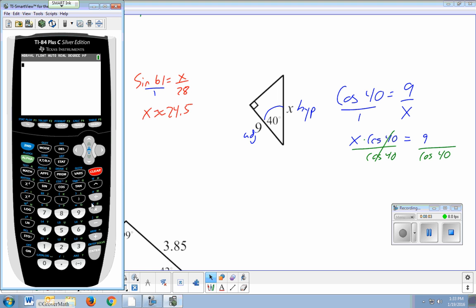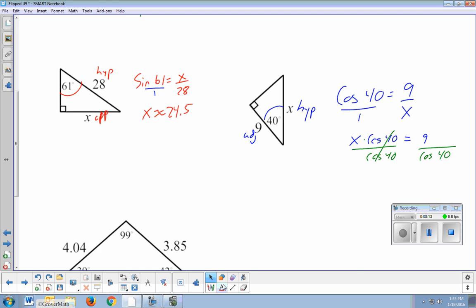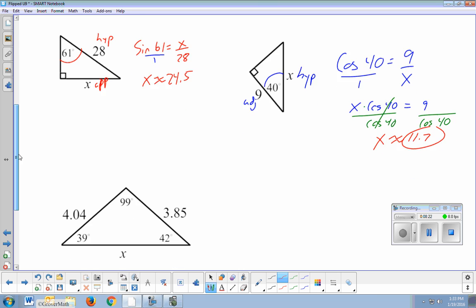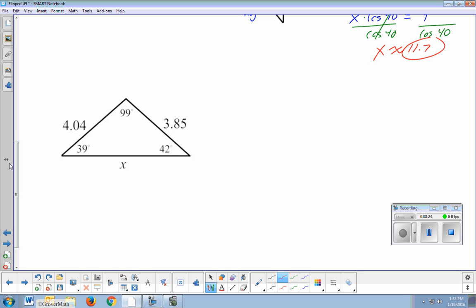So let me clear some space here. So 9 divided by cosine 40. So sometimes we need to do multiplication, sometimes we need to do division. 11.7 is our answer. So x is approximately 11.7. That's our hypotenuse, so it's got to be longer than 9. All right, one more example, and this one's very different.